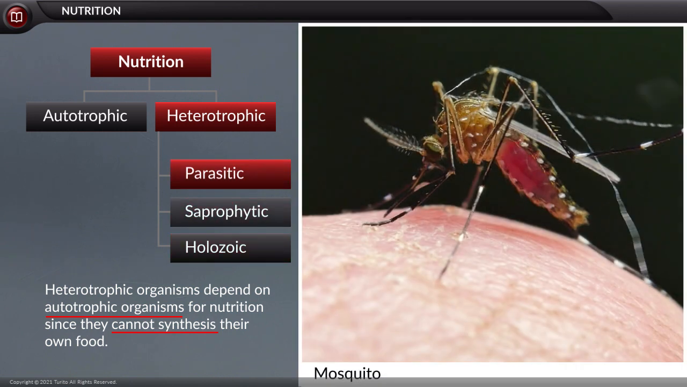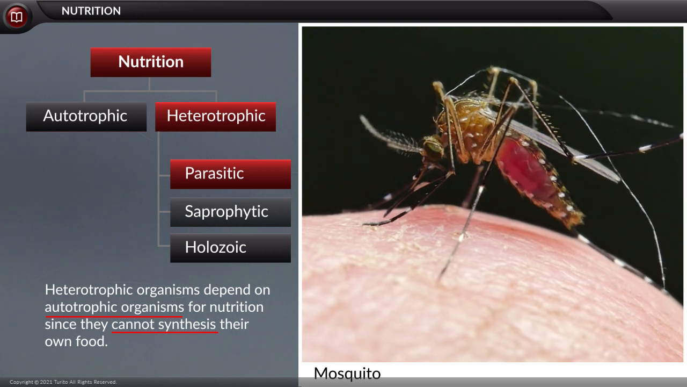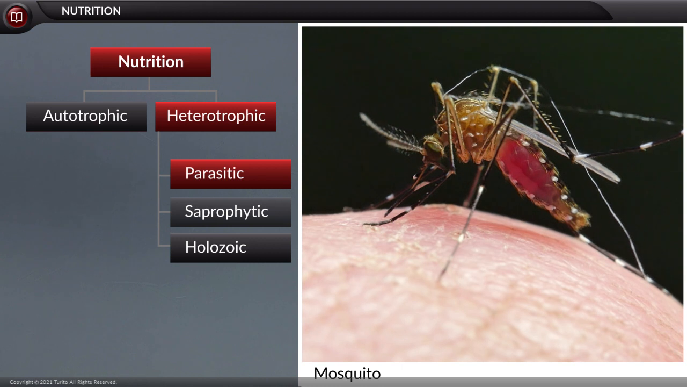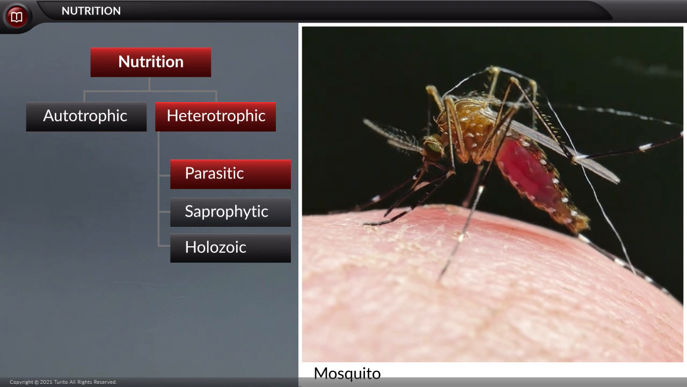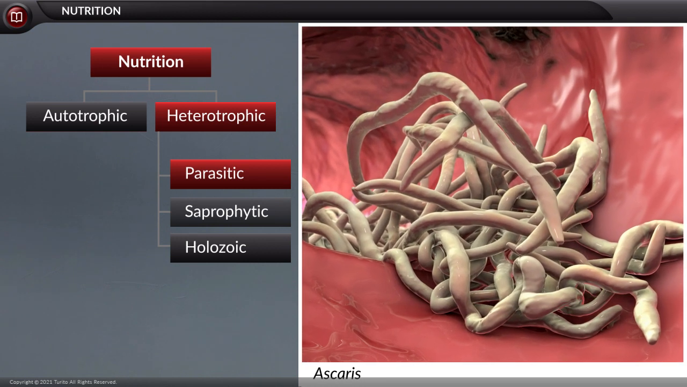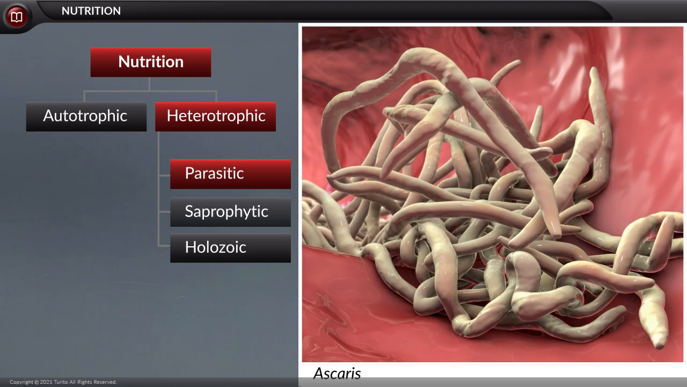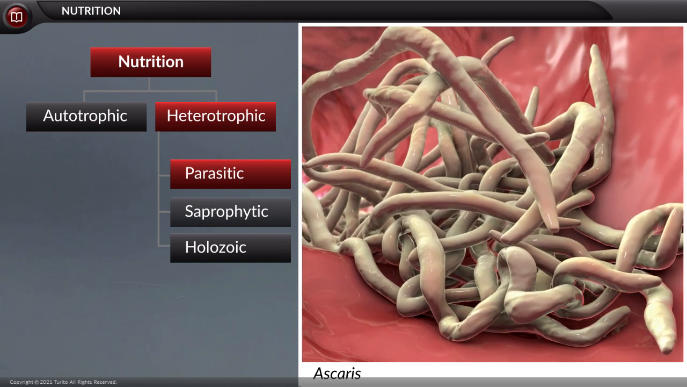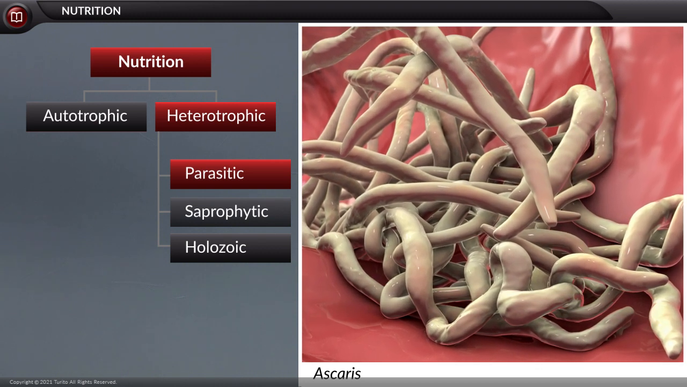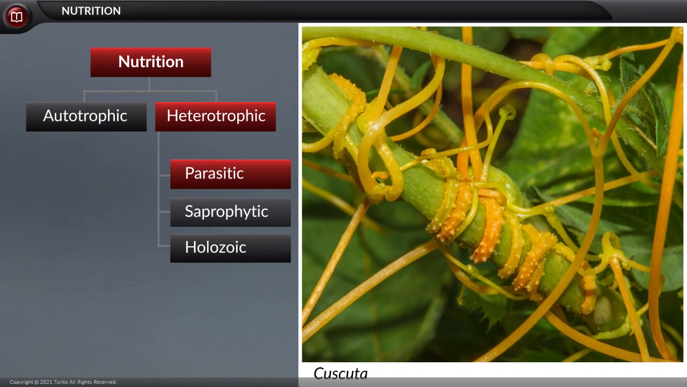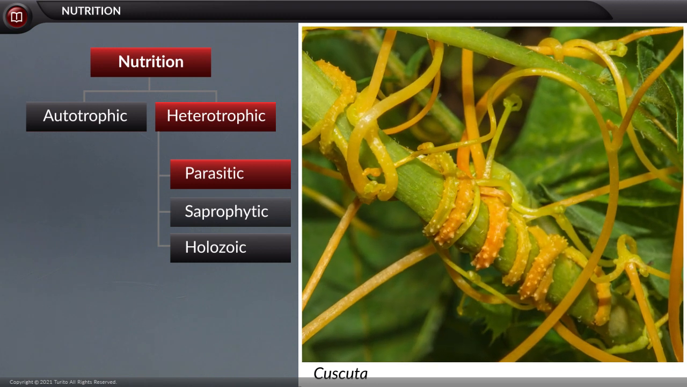Now parasitic organisms, we will see that they depend on a host organism to procure their energy. For example, we have Ascaris, which is present in a man's intestine and it will feed on the man. We see that it will also cause a diseased condition. We also have Cuscuta, which is a parasitic plant.